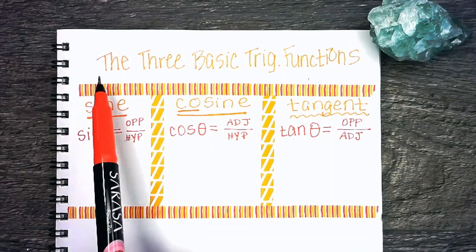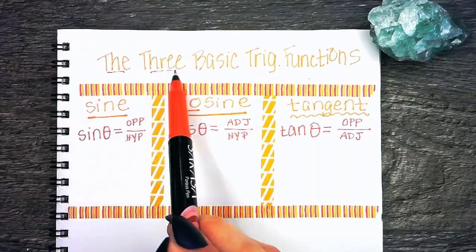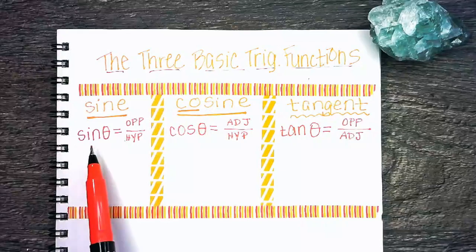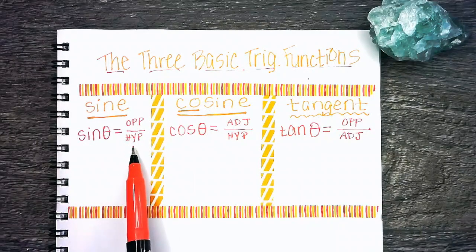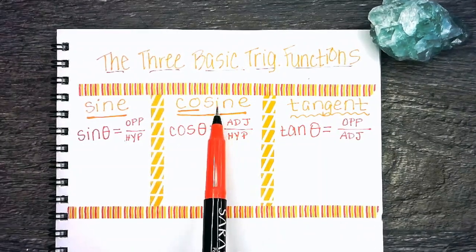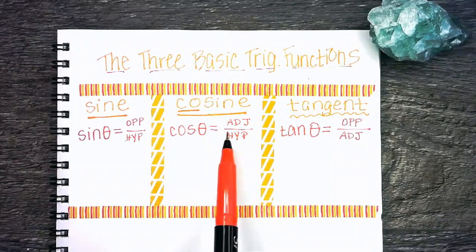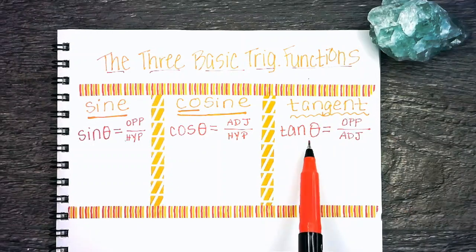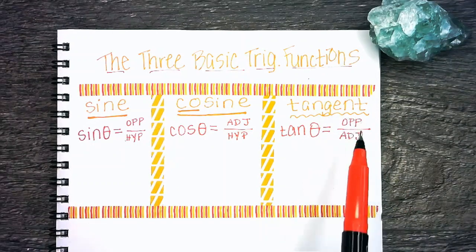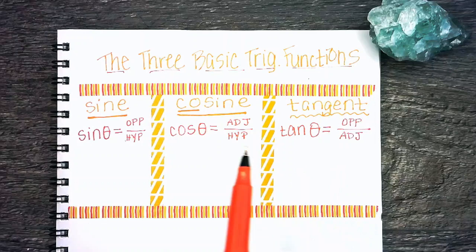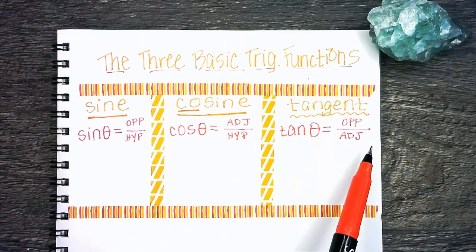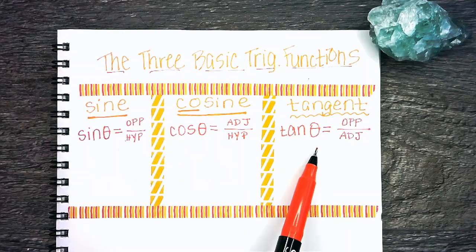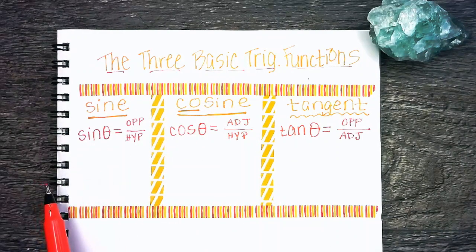So what we have here for the three basic trig functions is sine of theta will be equal to the opposite over hypotenuse. The cosine of theta equals adjacent over hypotenuse. And the tangent of theta is equal to the opposite over adjacent. So as long as you have two sides of a triangle, you can use one of these three trig functions to figure out the angle.